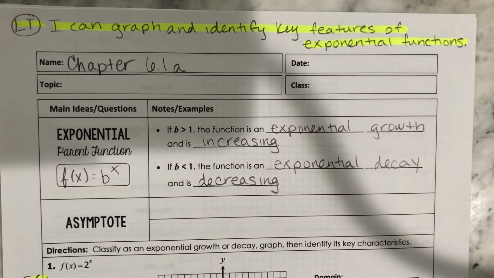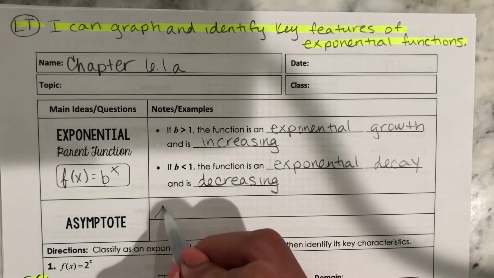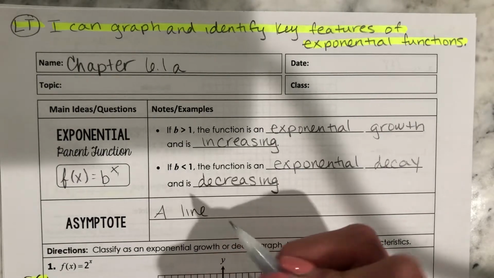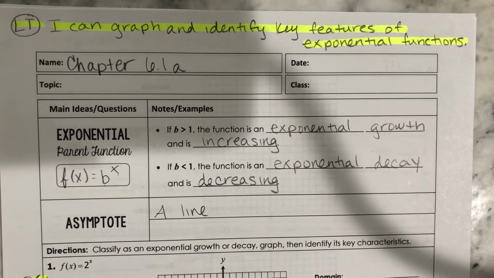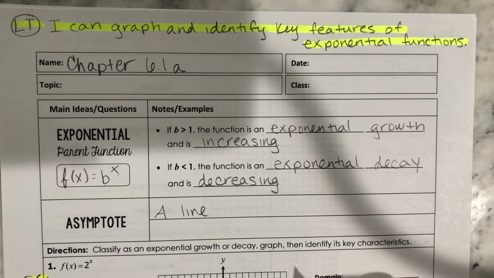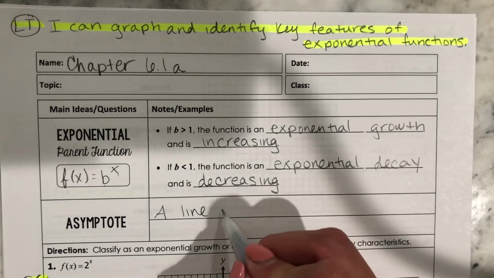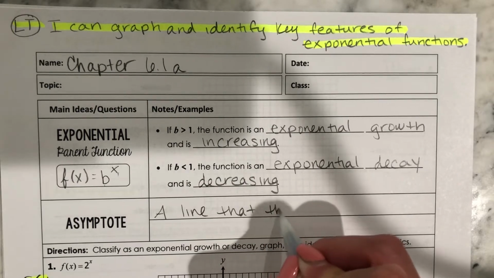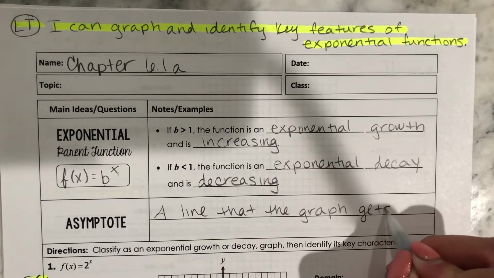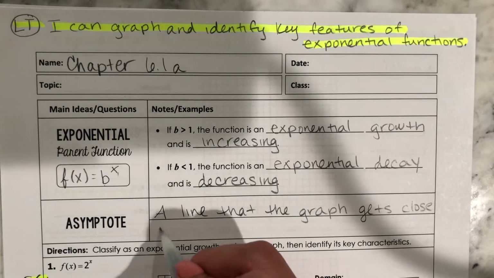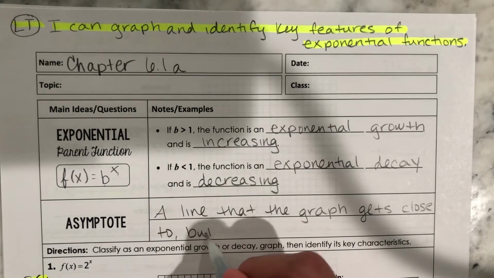Another key term you need to know is asymptote, and we've talked about asymptotes before. An asymptote is a line or an imaginary line. You don't actually draw this line. Sometimes you draw it as a dotted line or a dashed line, but it's a line that the graph gets close to but never touches.